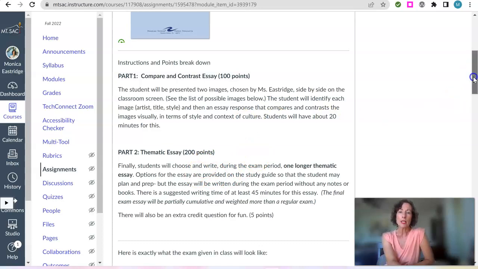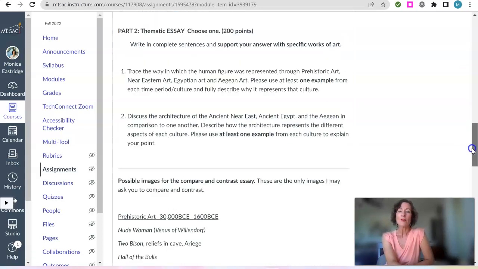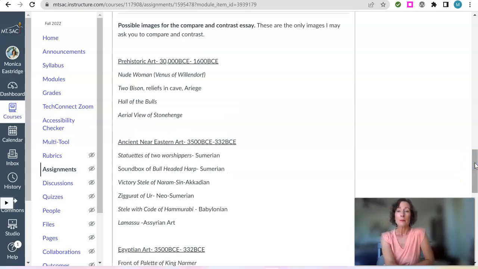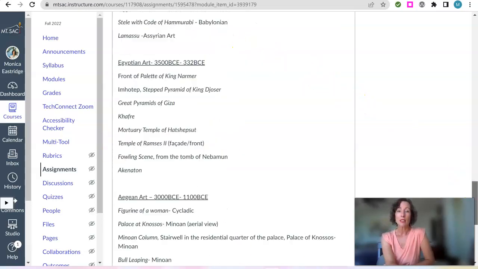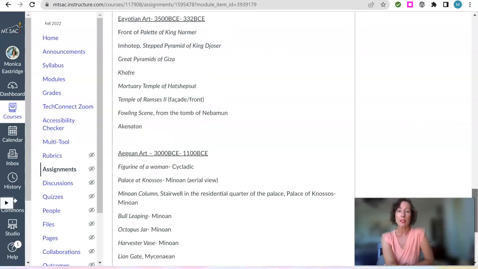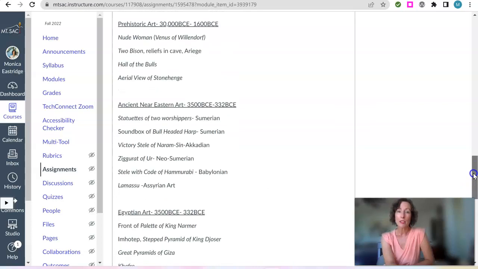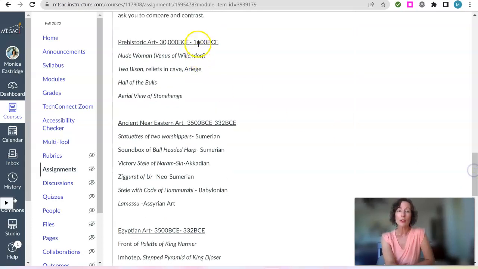The compare and contrast essay will be from 2 images that I show you as kind of like a surprise, honestly, on the day of the exam. These images will come from this selective list that I put up on Canvas. So you don't have to know every single art image that we have covered in class so far. You have to, in theory, be familiar with these from each of the eras we've covered.